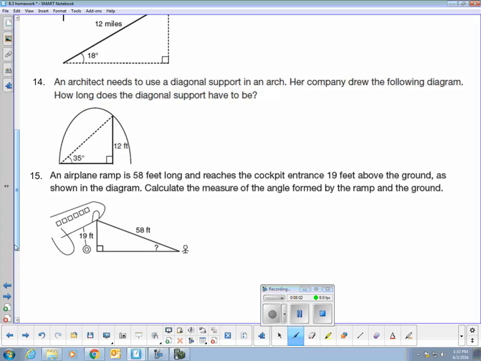All right, in this diagram, we have a diagonal support inside this arch. And the question is, how long is this diagonal support? So we'll call this x. Here's my reference angle. This side is opposite. This side is the hypotenuse. So again, we're going to use the sine function.